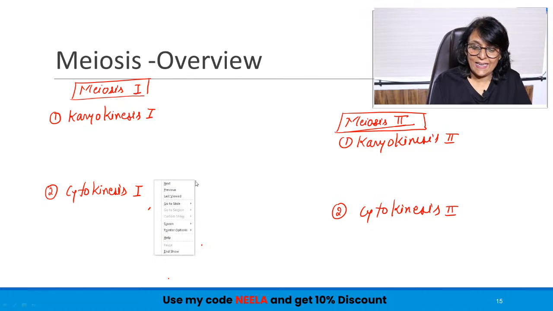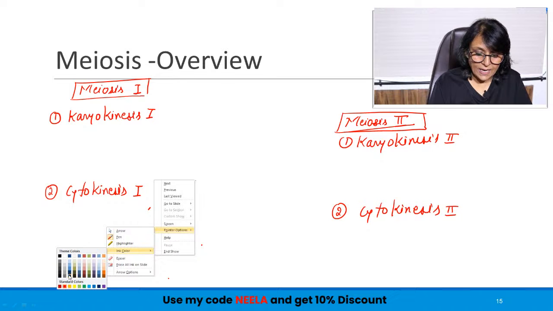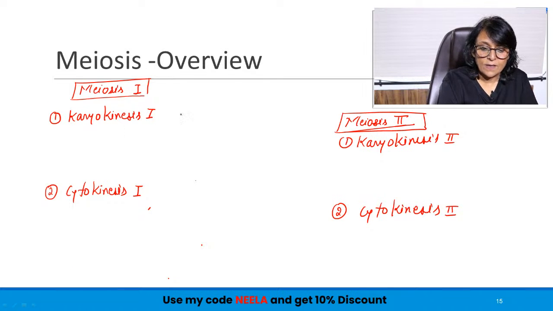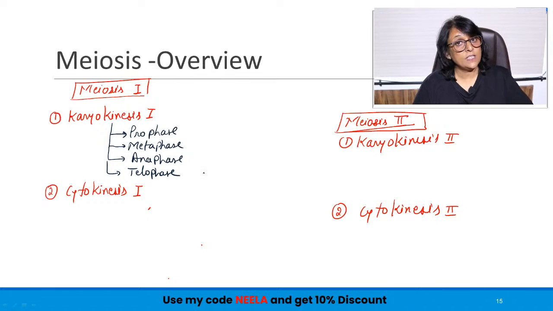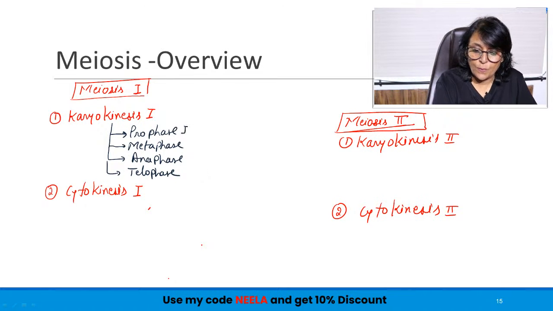Karyokinesis 1 is completed in the same 4 phases. What are those 4 phases? Prophase, metaphase, anaphase, and telophase. All these phases have the same names. Again, to make it easy for us, prophase 1, metaphase 1, anaphase 1, and telophase 1.